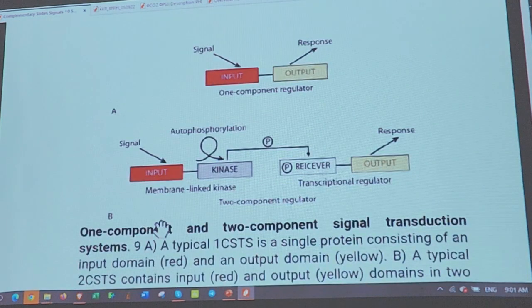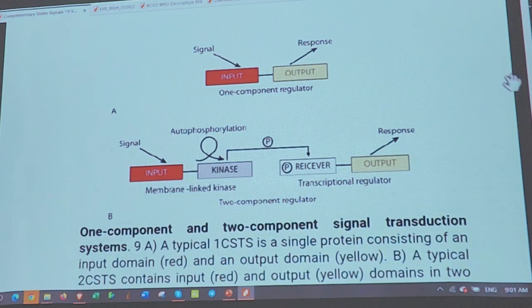I think while you're reading, you're going to find these terminologies. One component and two component signal transduction. This is because this book, like any textbook, sometimes just mentions the terminologies without explaining them. So the good way to learn about this is to have the slides next to you. When I was learning all this, I always had the slides. These complementary things, okay?